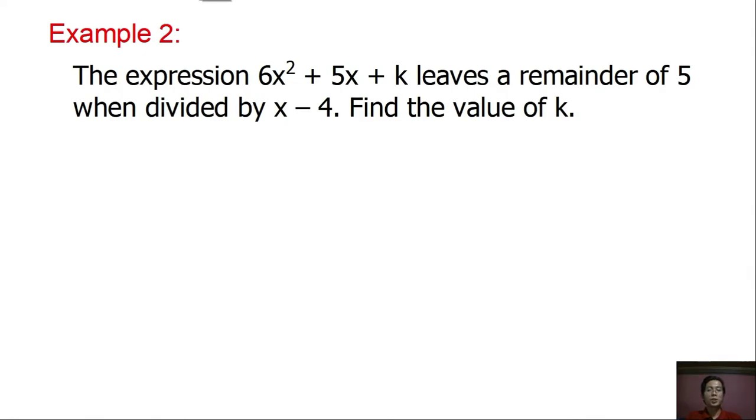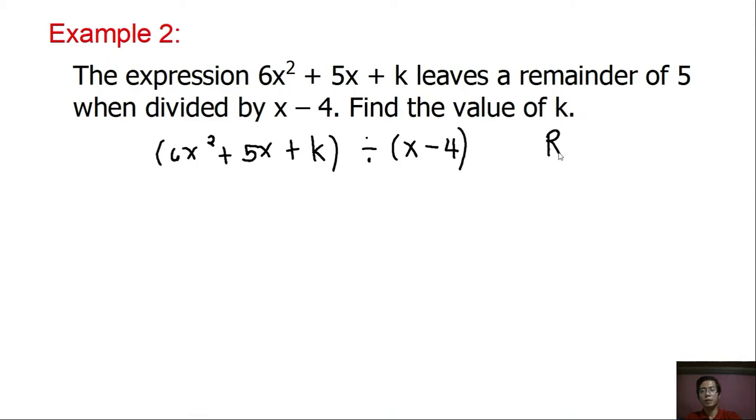The expression 6x squared plus 5x plus k leaves a remainder of 5 when divided by x minus 4. Si 6x squared plus 5x plus k, pag dinivide daw siya ni x minus 4, ang remainder na lalabas is 5. So, ano daw ang value ni k? So, equate muna natin. X minus 4 is equal to 0. So, therefore, x is equal to 4.